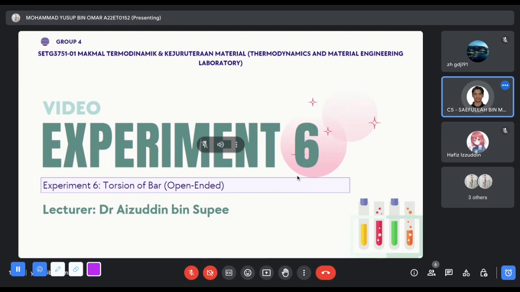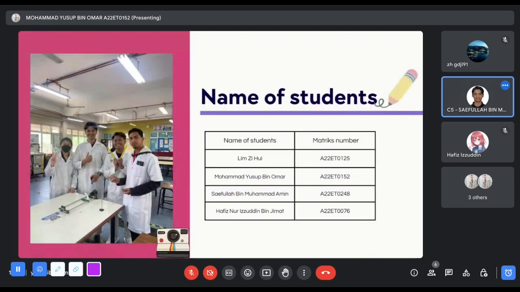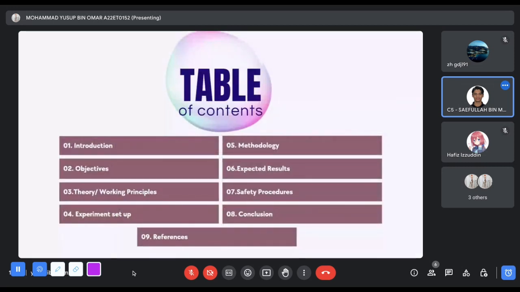We are going to present our report, which is experiment 6, torsion of bar. Next. This is the names of the students: Lim Zihui, Muhammad Yusuf, Saifullah, and Hafiz Nur Izzuddin. So the table of contents. First, we have an introduction, objective, theory, working principles, experiment setup, methodology, expected result, safety procedure, conclusion, and lastly is references.